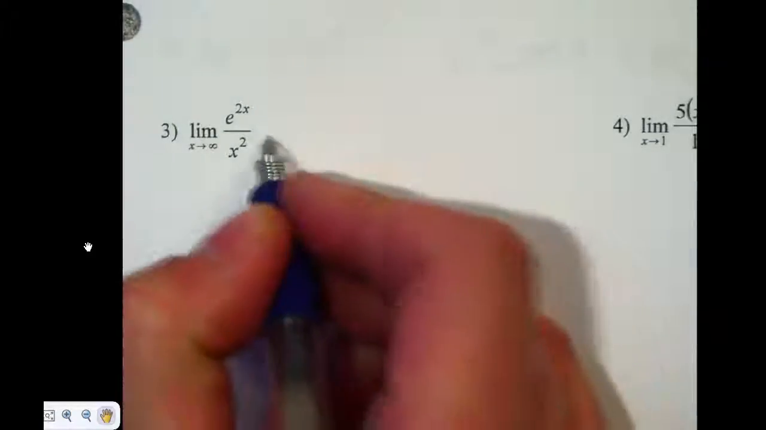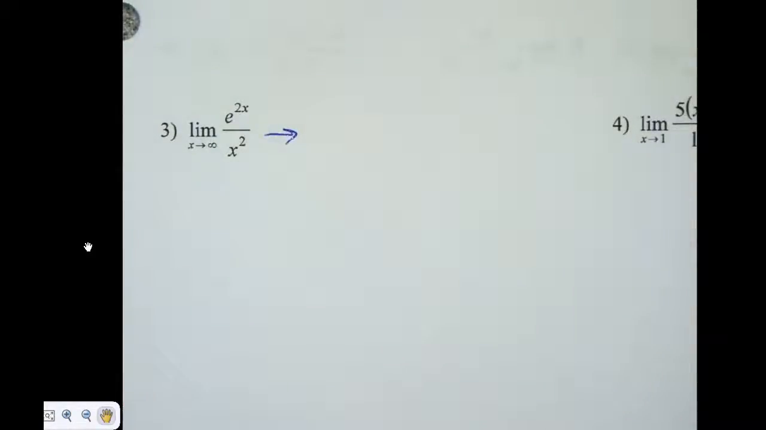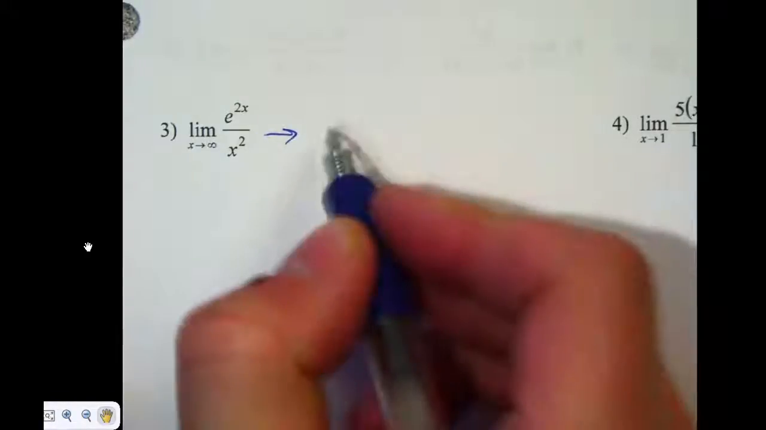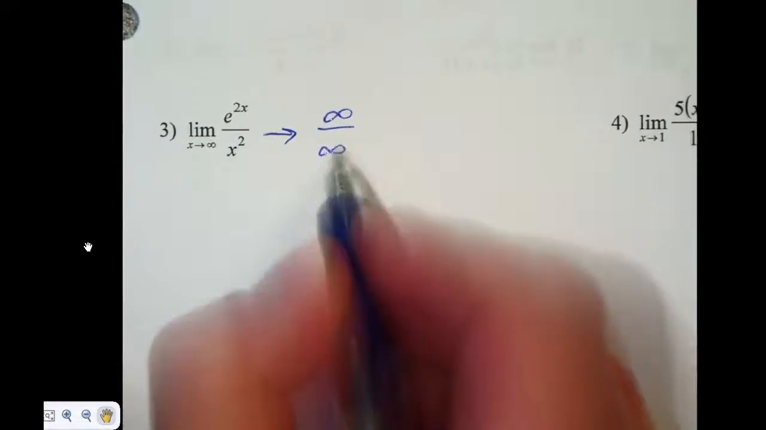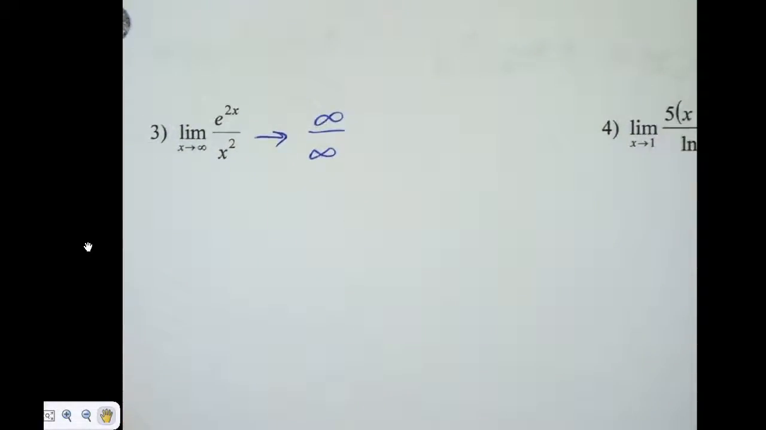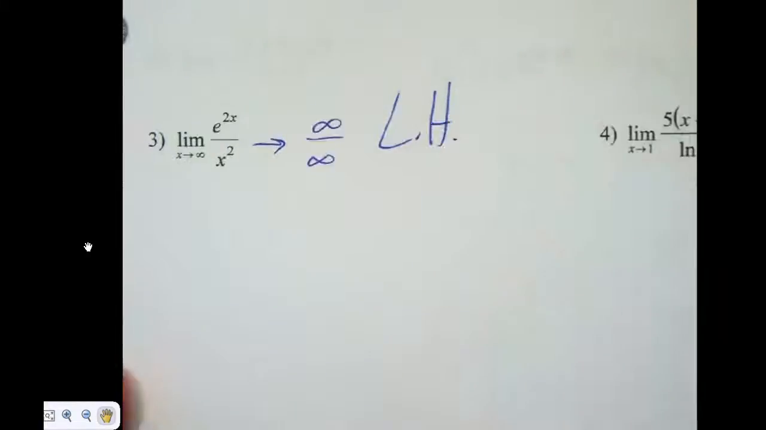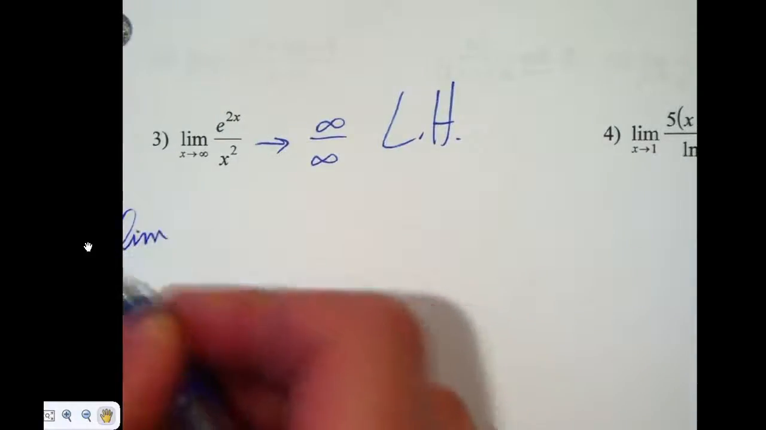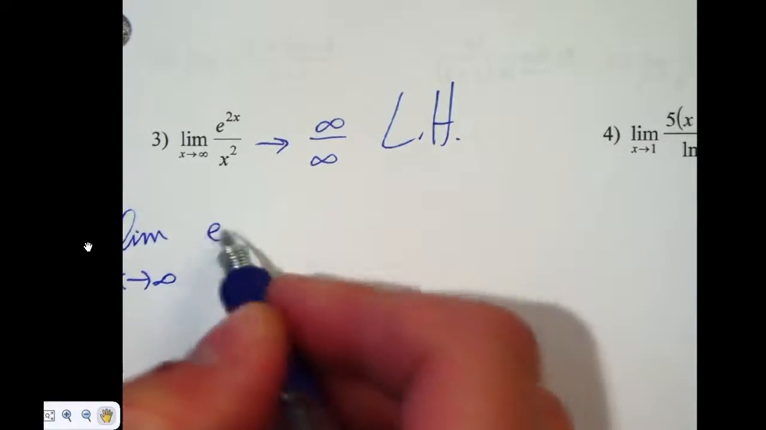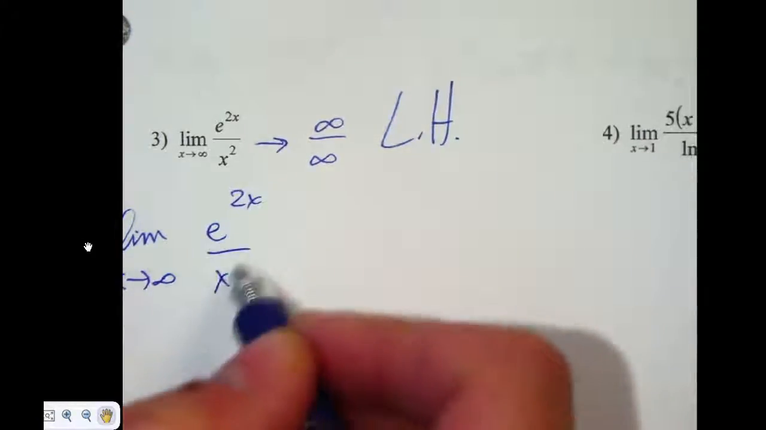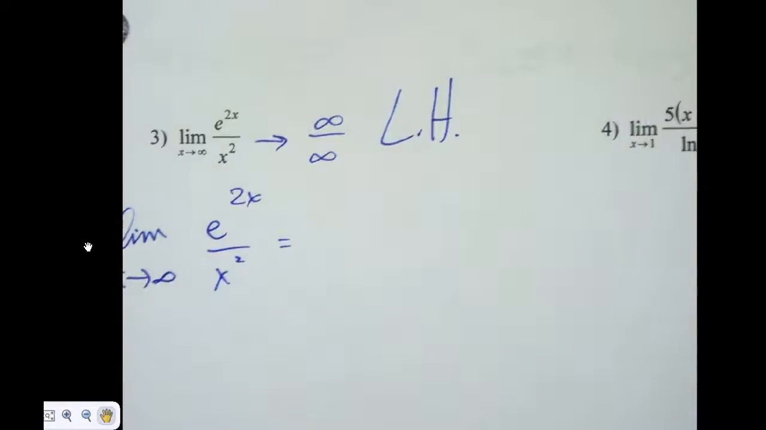So plug in infinity. What's e to the infinite power? Basically infinity, right? What's infinity squared? Basically infinity. So that's indeterminate, like 0 over 0. We're going to write LH because now we're going to use L'Hopital's rule. L'Hopital's rule says the limit as x approaches infinity of what you gave me. So you have to write down that initial thing.